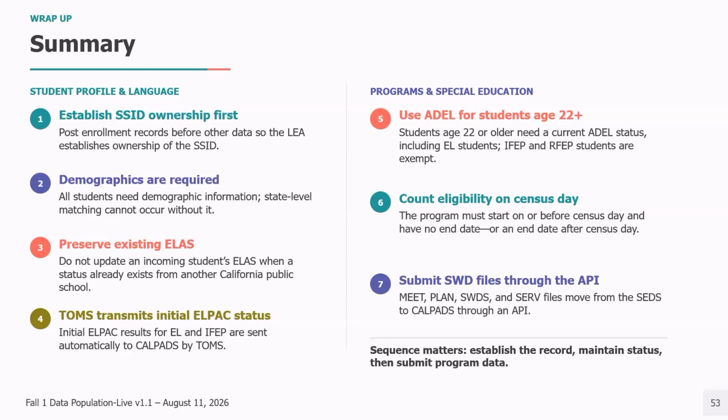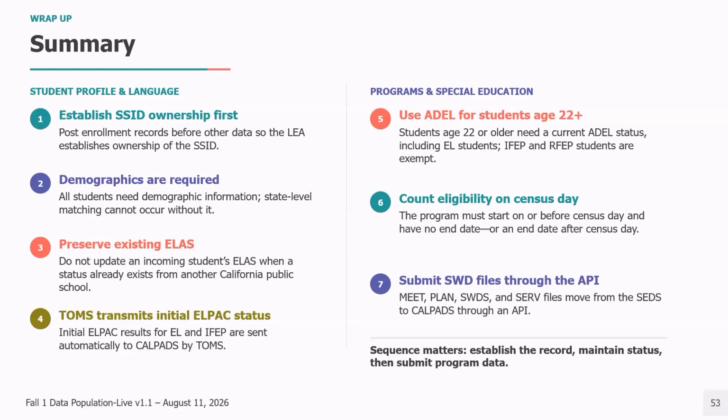Five, use ADEL for students that are age 22 and over. So ADEL stands for Adult English Learners. Students that are 22 and older should have their EL status changed to ADEL. These are typically long-term English learners that have never reclassified. Because that status is near the max out age, their status is usually a short-term status. But once a student turns 22, the EL status needs to be updated to ADEL.